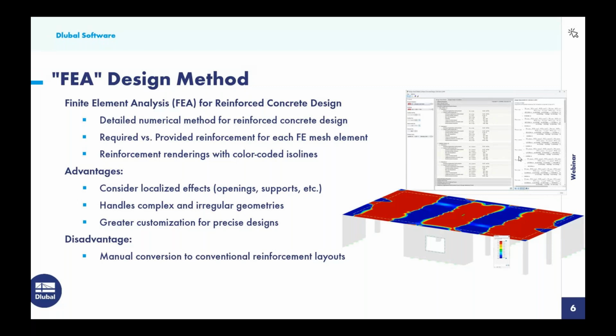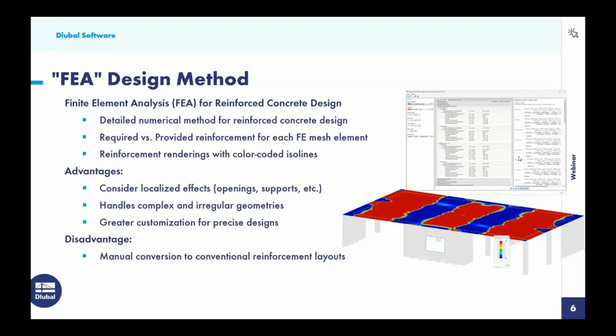Ultimately, what we're going to determine for every single FE mesh element on this surface is the required reinforcement needed from the analysis. We compare this to the provided reinforcement at every FE mesh element, and ultimately what we're getting in our result output is what you see over here on the right-hand side with the reinforcement renderings, the required reinforcement with color-coded isolines.